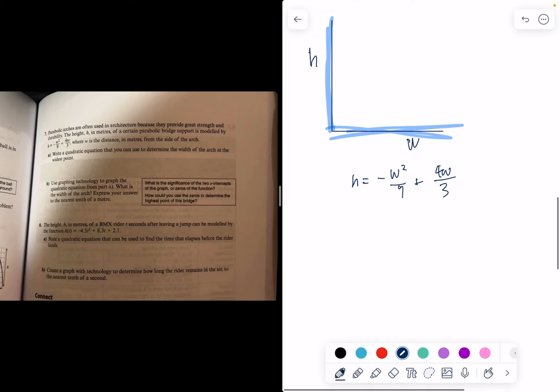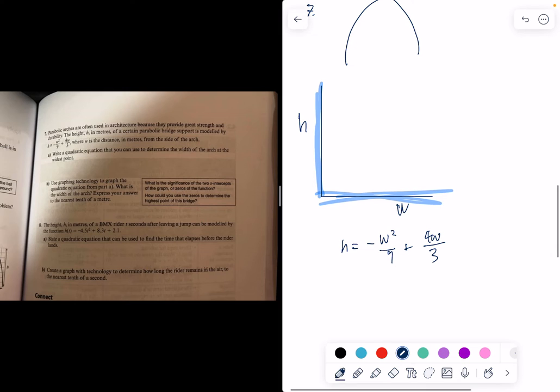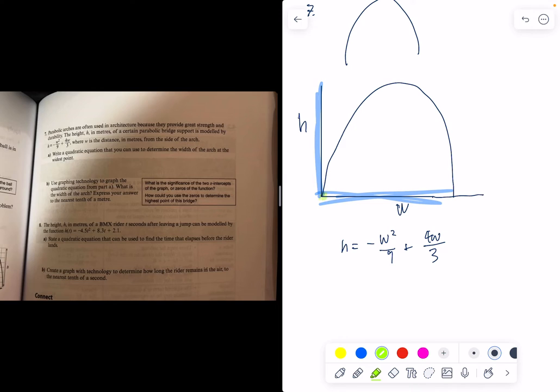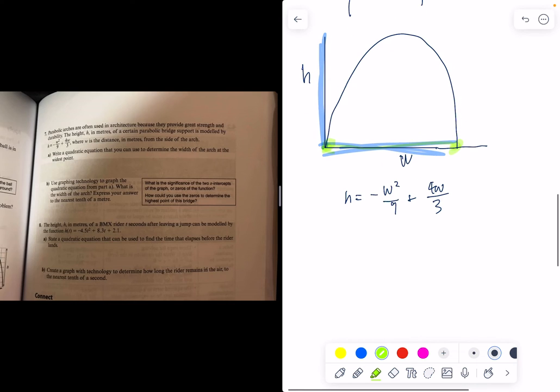So first of all, A. Write a quadratic equation that you can use to determine the width of the arch at the widest point. If it's an arch, I'm going to just draw it. If it's an arch like this, then the widest point would be from here to here. That'd be the widest point. I hope you have eyes because that was pretty obvious.